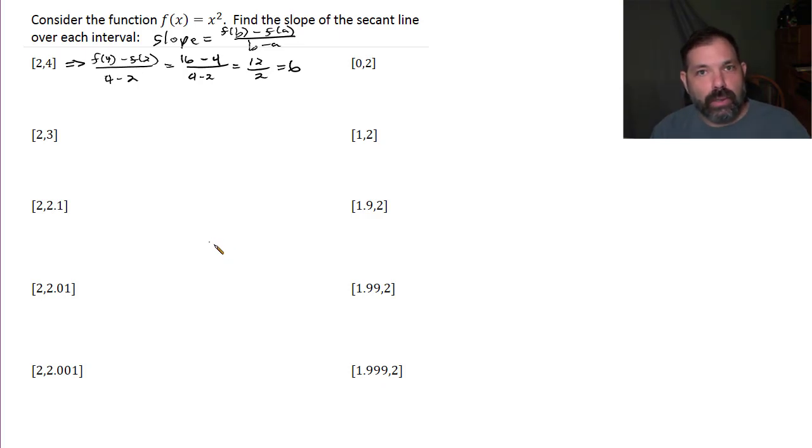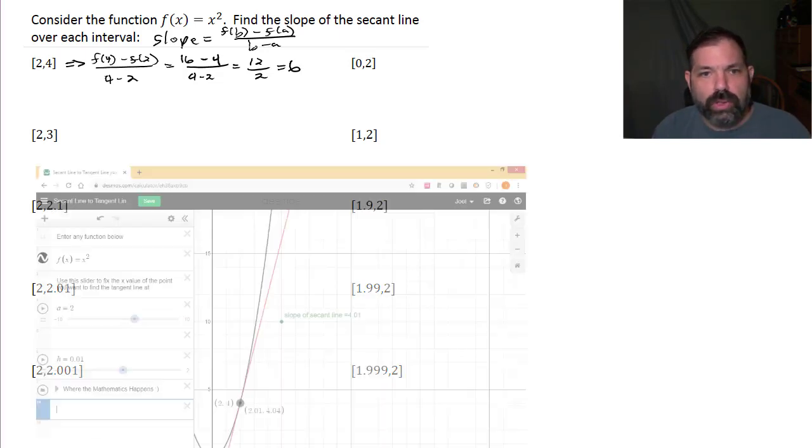So if we consider the function x squared over 2 to 4, the slope of that secant line is 6. Let's get a visual of that. Let me bring up, I've got this set up in Desmos.